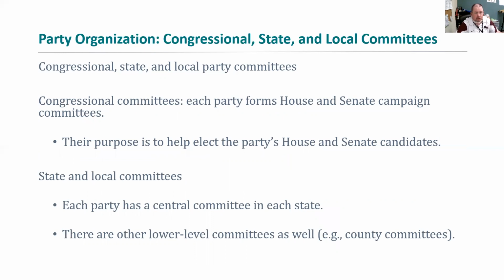And local, state, and national committees and parties, again, there's that hierarchical structure. So you do have local parties that are working for the local candidates and local offices. So mayor, for instance, or state representative, those are occurring at lower levels. The national party is not nearly as concerned about that.